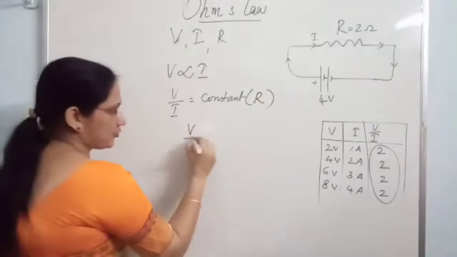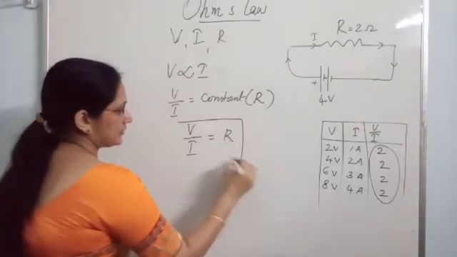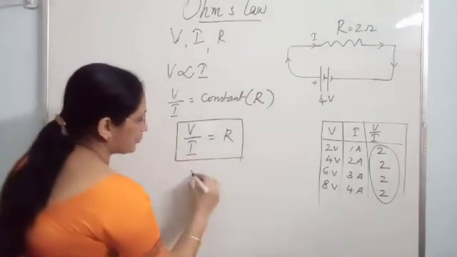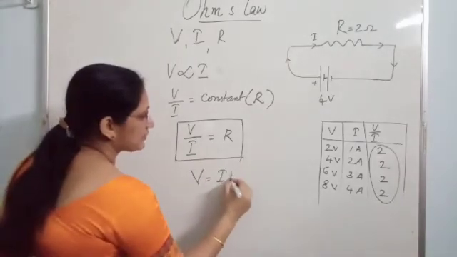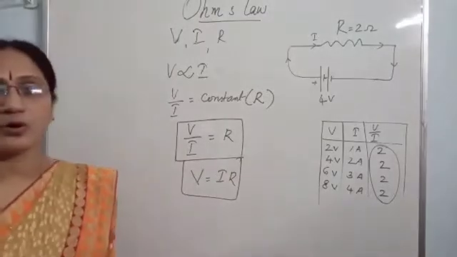So you can write Ohm's law in mathematical form, that is V by I is equal to R, or you may write in easy form V is equal to I into R. This is the mathematical form of Ohm's law.